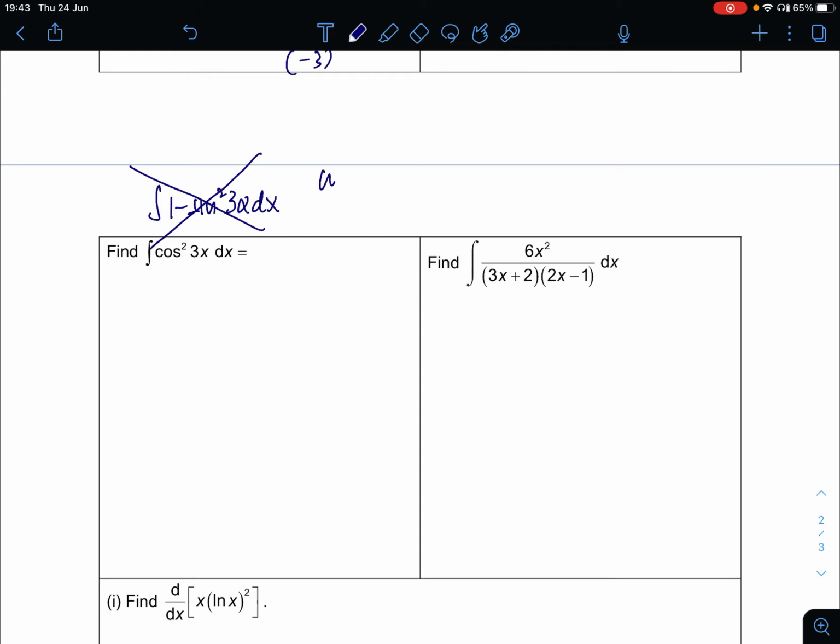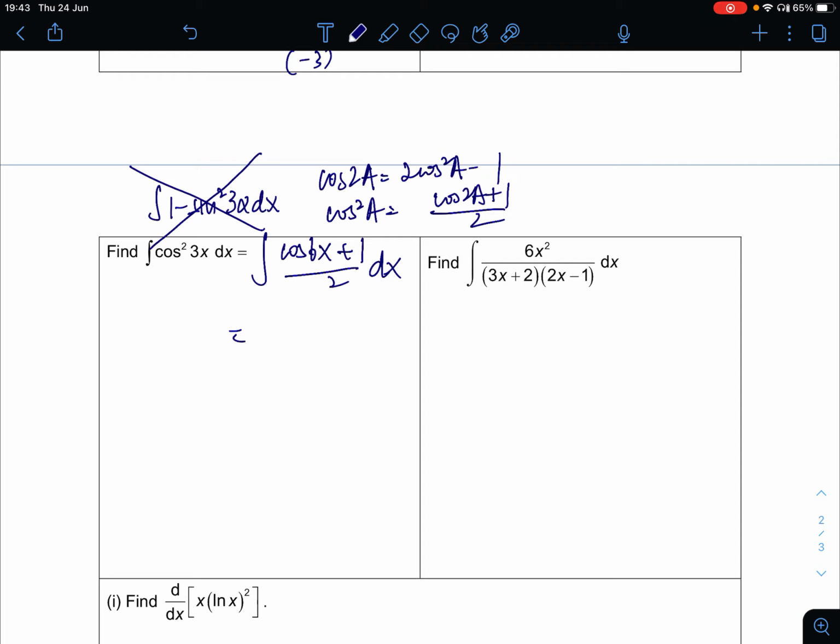Instead, we will use cosine 2a equals to 2 cosine squared a minus 1. So cosine squared a will be (cosine 2a plus 1) over 2. So this will give us (cosine 6x plus 1) over 2. And you can do cosine. Okay. So I'm going to take out a half first. Then put in a bracket. So integrate cosine is sine 6x over 6 plus x plus c.